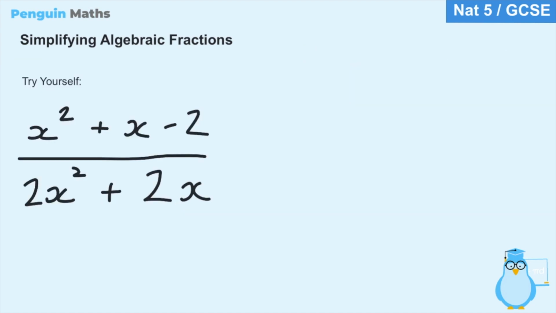So here's an example you can give a go yourself. I want you to try and simplify the fraction x squared plus x minus 2 divided by 2x squared plus 2x. Try this yourself and I'll give the answer down in the comments below, and I hope by doing the examples in this lesson, you'll be able to go on and get the correct answer for this one.